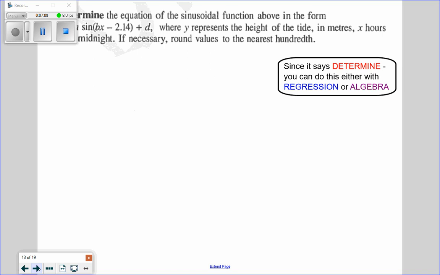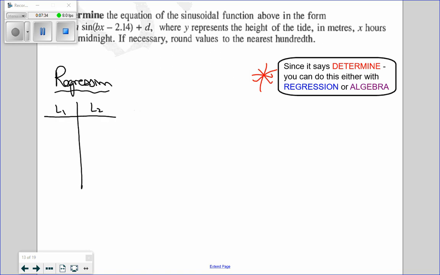Okay, so it says determine the equation of the sinusoidal function in the form. Again, all it says is determine. So when it says determine, that means we can use either method. Option number 1 would be to use regression. So how on earth would you use regression if you don't have a table of values? You're given a graph, and the graph has points on it.